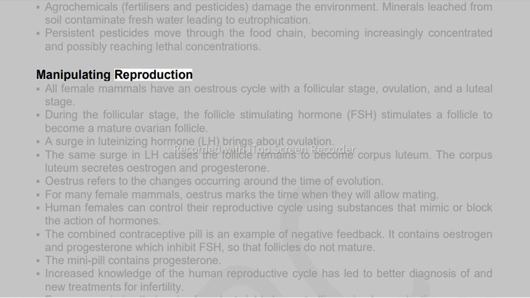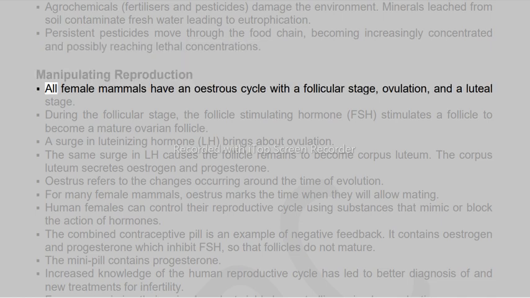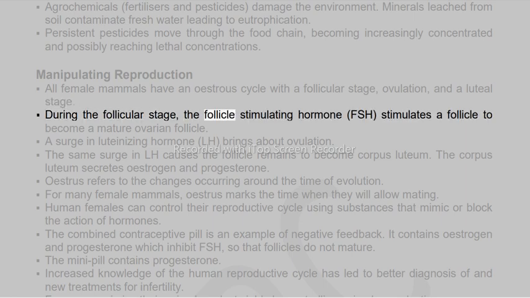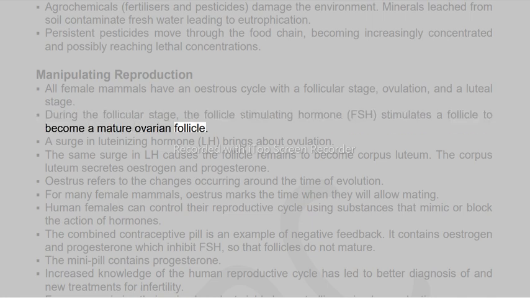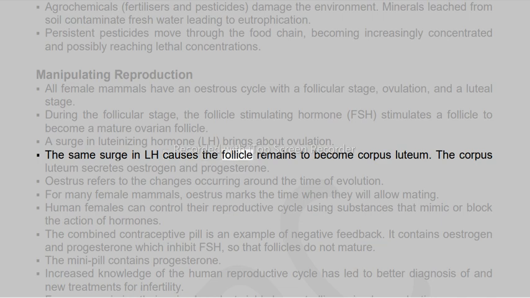Manipulating reproduction. All female mammals have an estrous cycle with a follicular stage, ovulation, and a luteal stage. During the follicular stage, the follicle-stimulating hormone, FSH, stimulates a follicle to become a mature ovarian follicle. A surge in luteinizing hormone, LH, brings about ovulation.